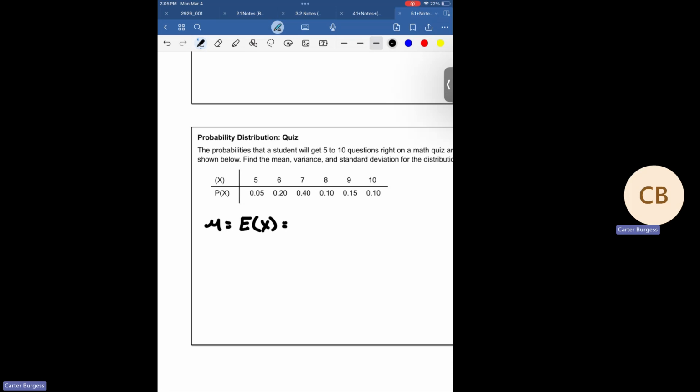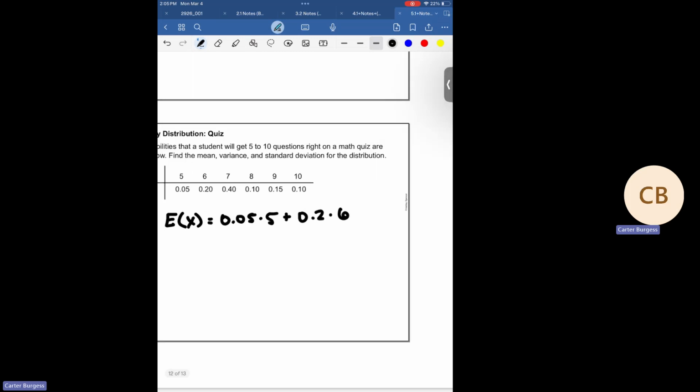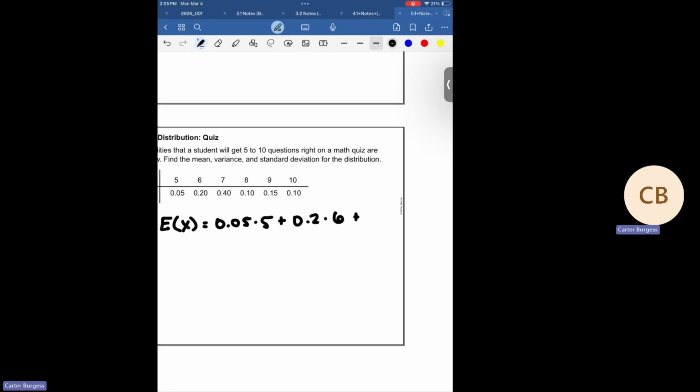So this is 5% contributing that 5, 20% contributing that 6. Not yet, this is just mean. Times 7, 10% contributing to that 8, 15% to that 9, and then another 10% to that 10.